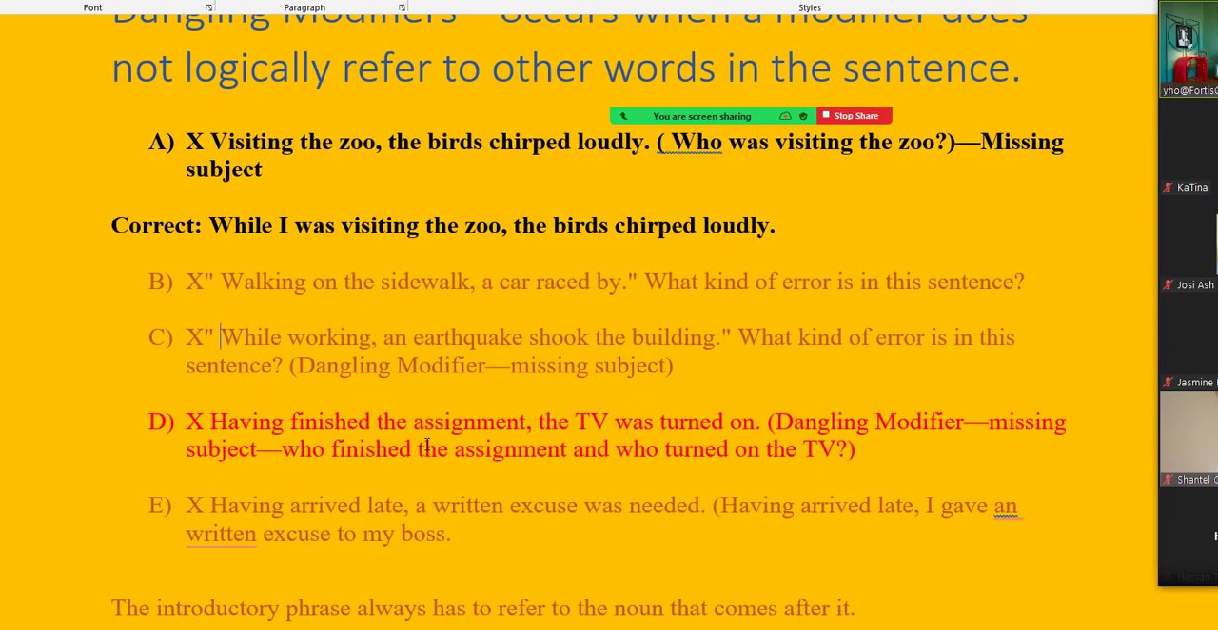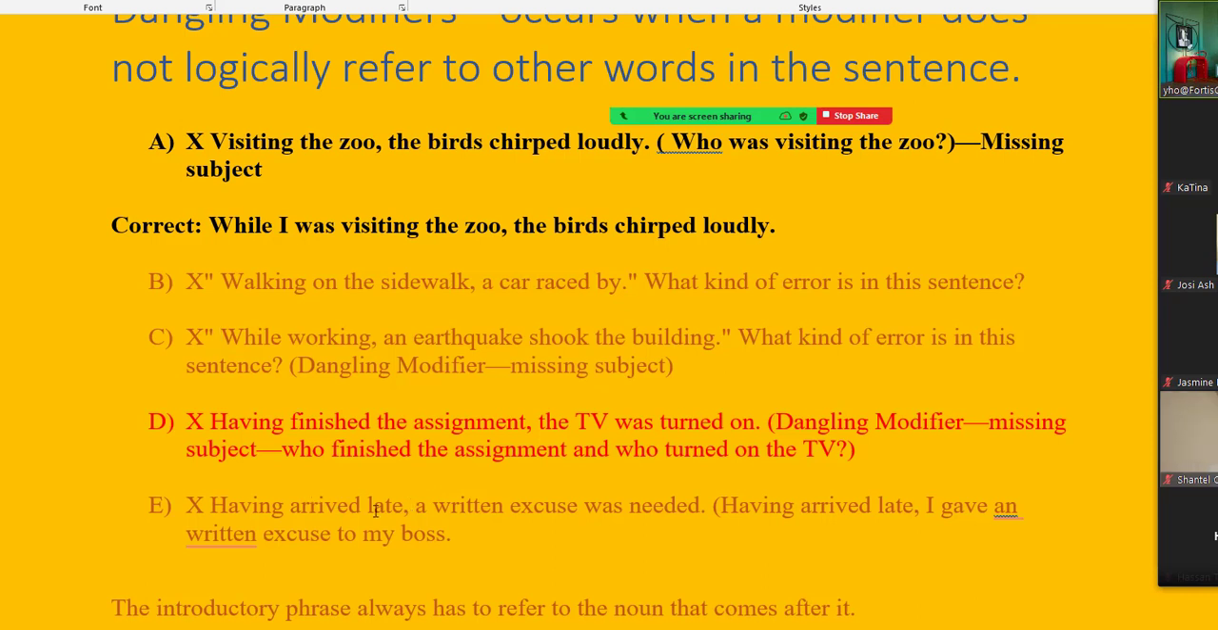Having finished the assignment, the TV was turned on. So did your homework assignment grow legs and turn on the TV? Can you picture your notebook having arms and turning on the TV? No, of course not. She's laughing. So, after I finished the assignment, I turned on the TV. So this is all missing a subject, and that's known as a dangling modifier.